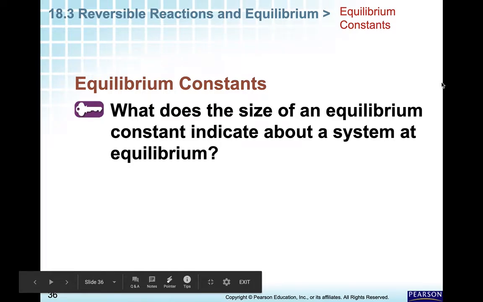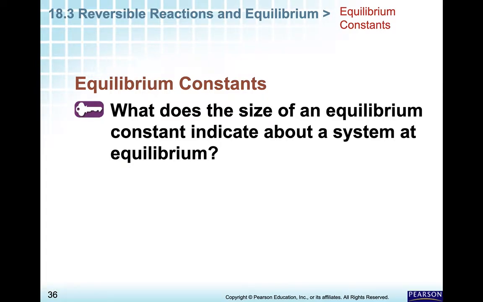Last week we talked about the concept of equilibrium. We talked about what equilibrium was and how we could affect it by changing certain conditions like concentration, temperature, and pressure. And so last week we did pretty much all of the qualitative aspects of equilibrium. We talked about what it was by concept and what we could observe about it.